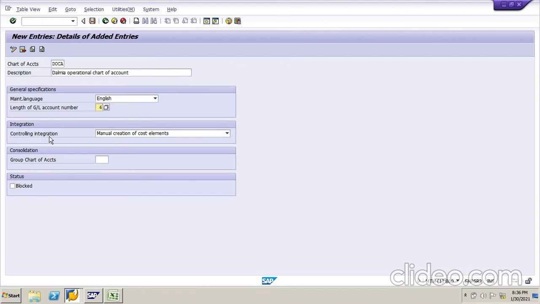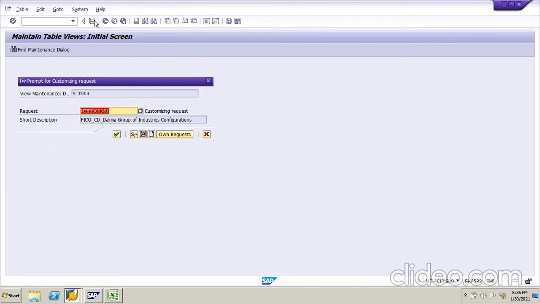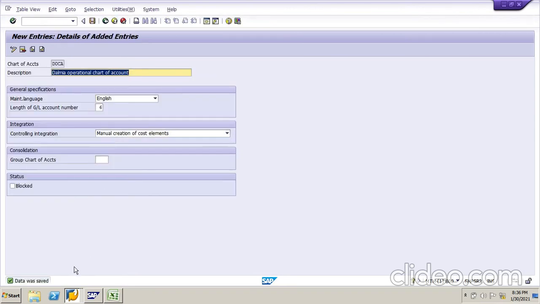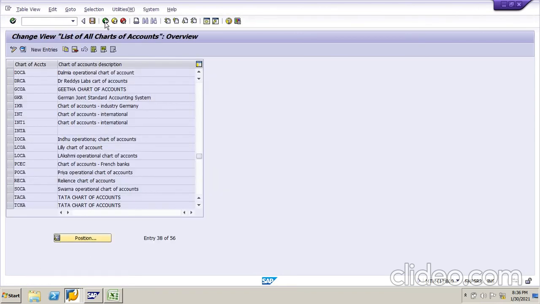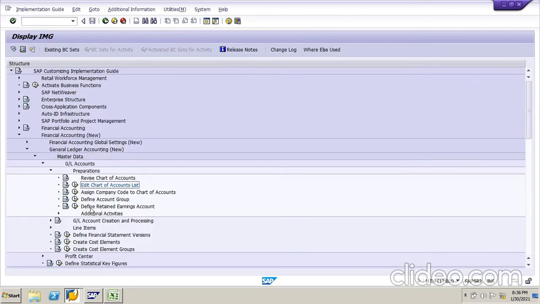So controlling integration always should be manual. So group of chart of accounts. So here we are maintaining only operational. So we are not doing the group of chart of accounts. Okay. So just give chart of account code, name and length of the GL and save the data. So data was saved. Come back. So this is the first step, edit chart of account list.